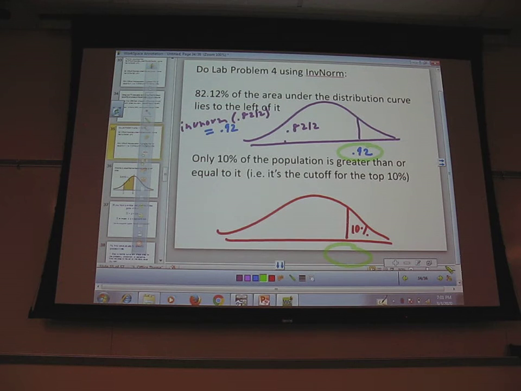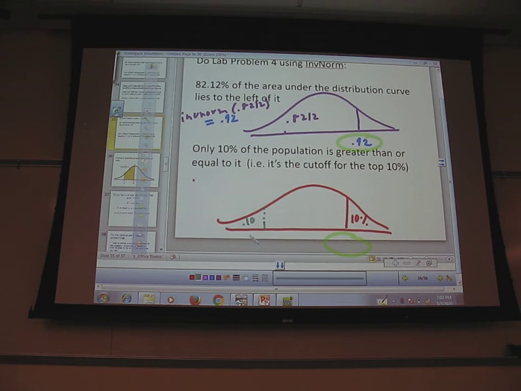Here's what's going on. Some people did this, guys. They did inverse norm of 0.10, which in other words, this is 0.10. They did inverse norm of that. If you did that, what did you get? Negative 1.28. Does everybody follow?